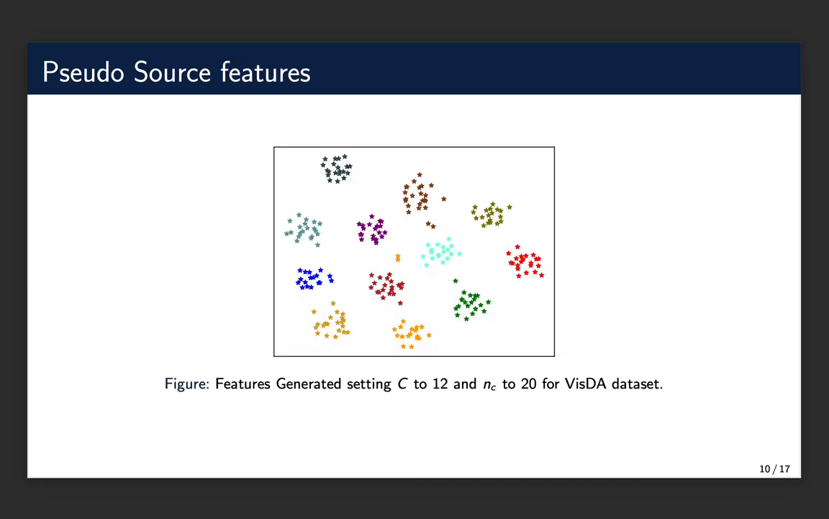This is a TSNE plot of the generated source features, where there are 12 classes and we aim to generate 20 samples per class for the VisDA dataset. You can see that all of these are well clustered and separated. They are synthesized samples, but we can perfectly label these generated samples using the classifier.